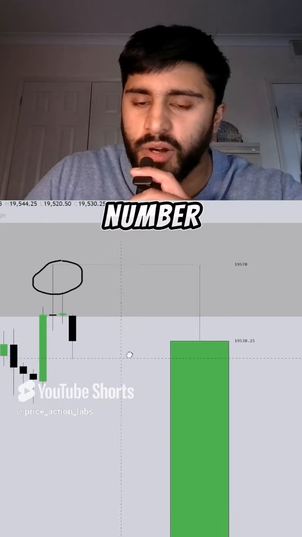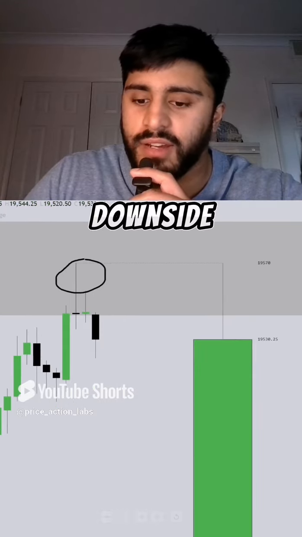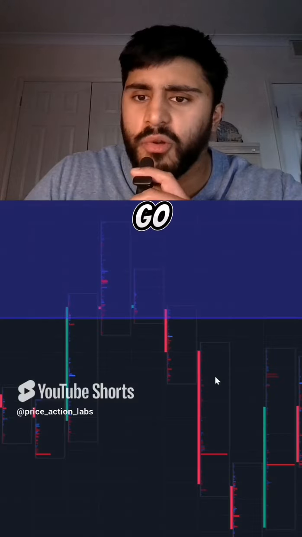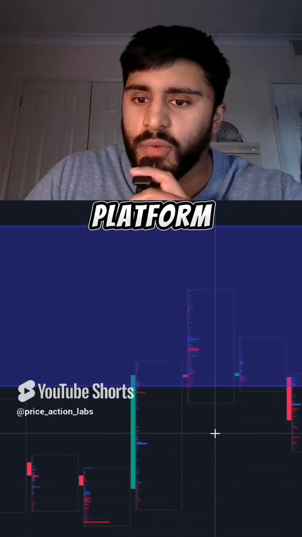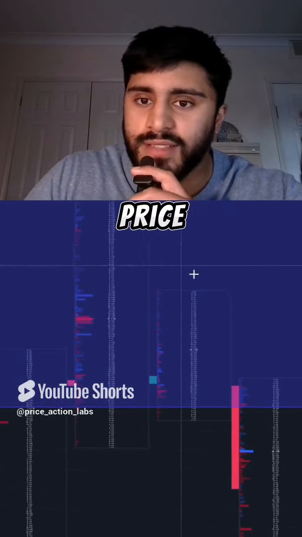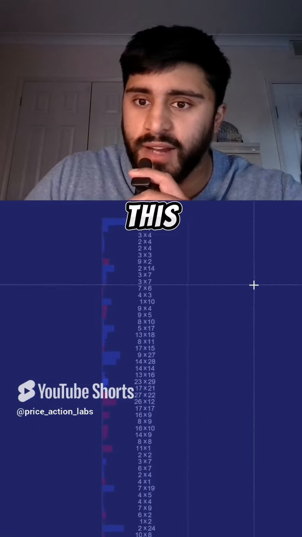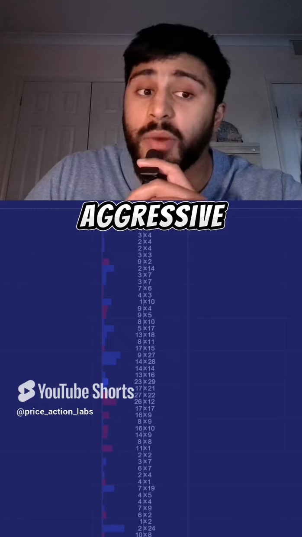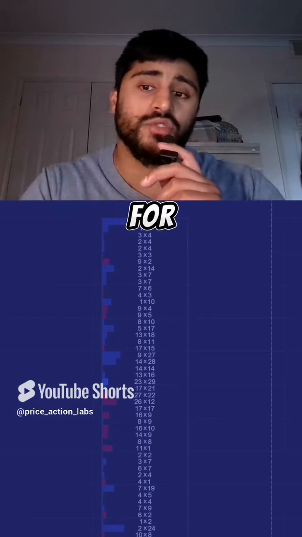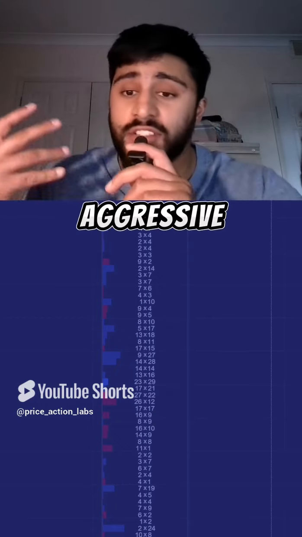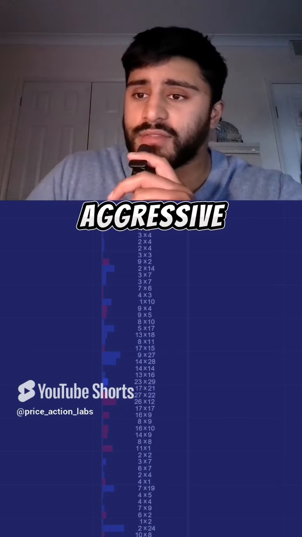So what you're looking for, number one, is a wick rejection to the downside. That is important because when we go to the order flow ATAS platform, what we can see over here is that price has given us a significant dry up of the volume. In fact, when we go to the top of this candle, we can see more aggressive buyers and sellers: 26 for 2, which means that there's 26 aggressive buyers and only 2 aggressive sellers.